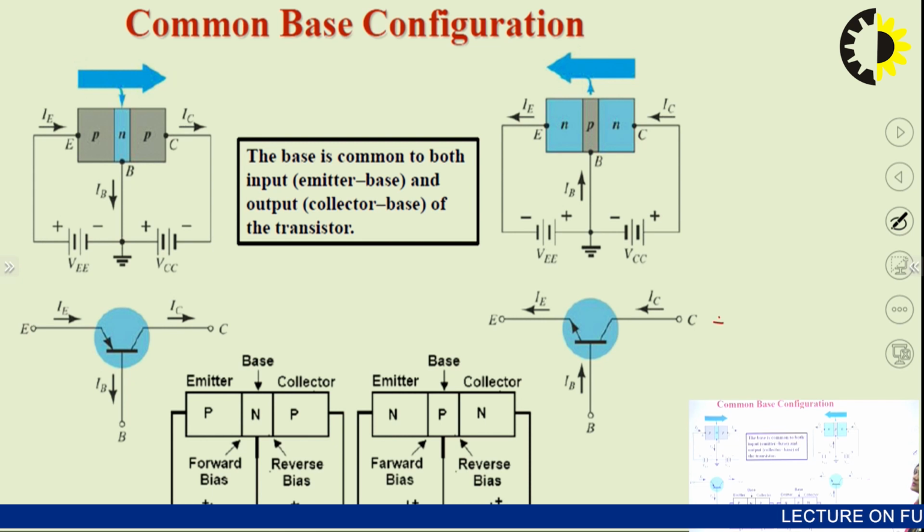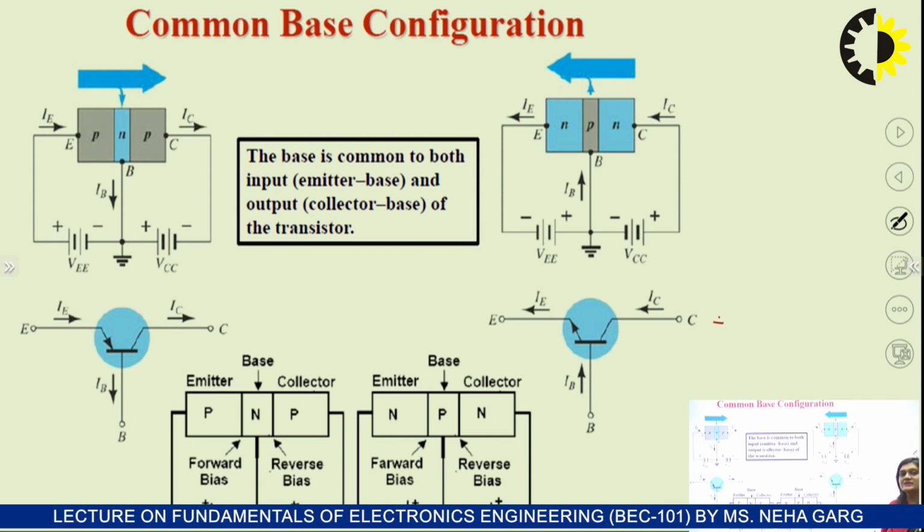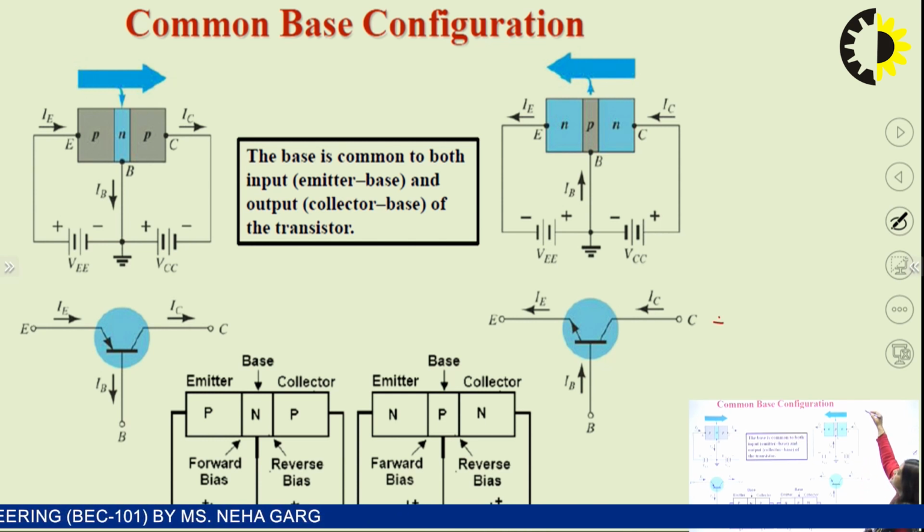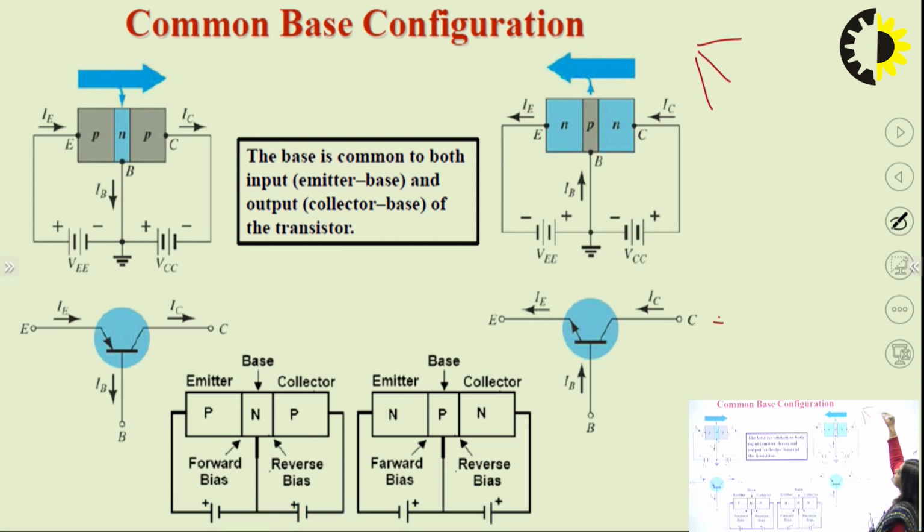Okay, so we have studied about the transistor and the basics of the transistor. Transistor is called a bipolar transistor because both of the charge carriers, holes and electrons, are involved in the current conduction, and the transistor is connected in three configurations. First one is the common base, second one is the common emitter, and third one is the common collector.